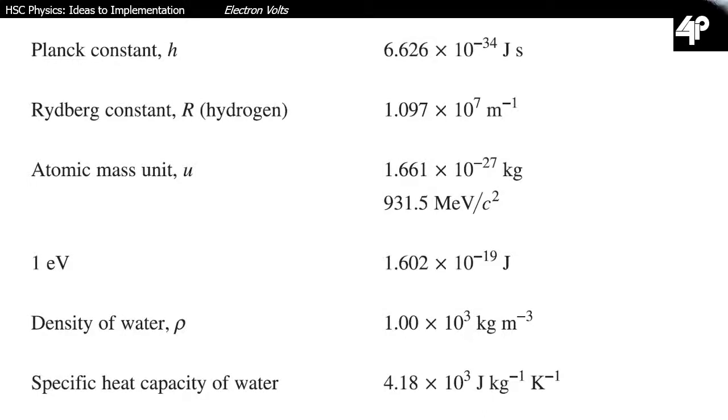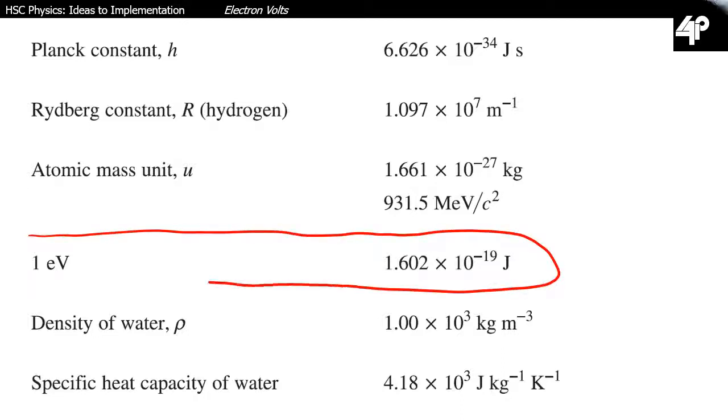here in the data sheet that you get at the back of your exam, where you've got this relationship here, 1 eV. Now, eV is the symbol for electron volts, is equal to 1.602 times 10 to the negative 19 joules. So really what electron volts are is that they are an alternative unit of measure for energy, and they're typically used for energy values that are very, very small. For instance, the energy of individual photons.